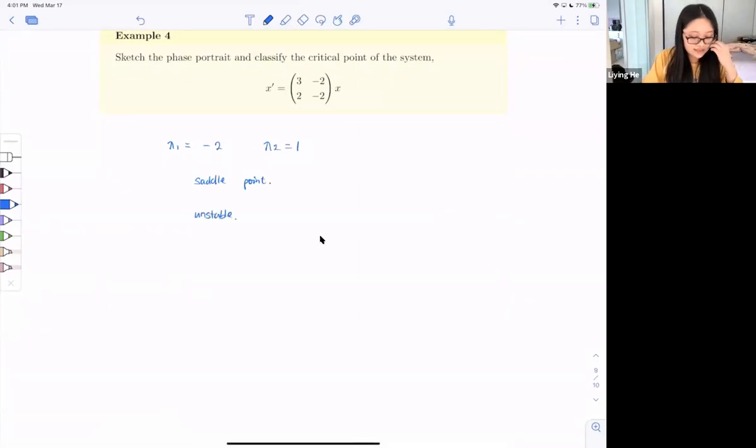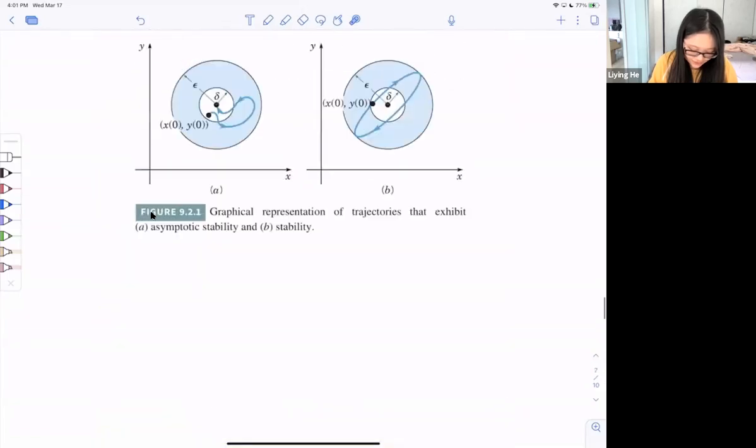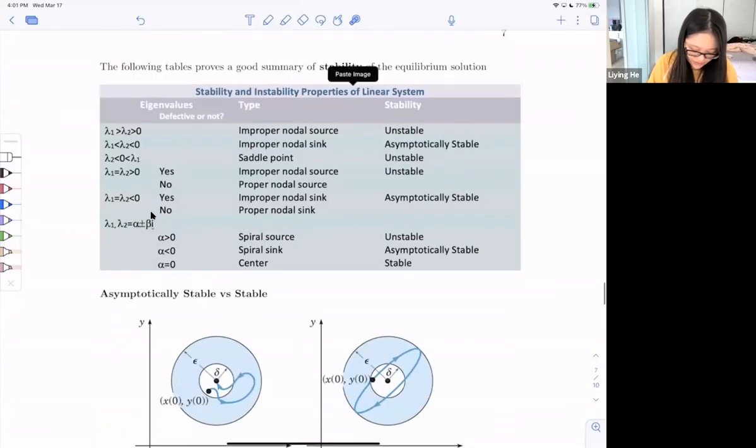Okay, I think that's it. That's the end of the tutorial. You might see the matrix changed to something else, giving you complex eigenvalues as well, but it should be straightforward because you have this chart. So make use of this table. And that's the end of this tutorial. I will see you guys next week.